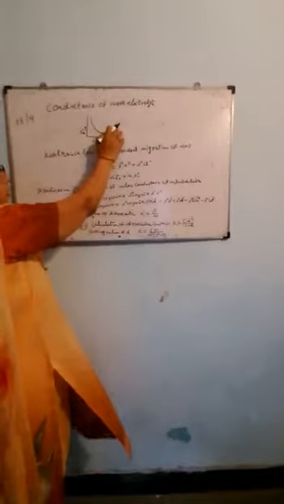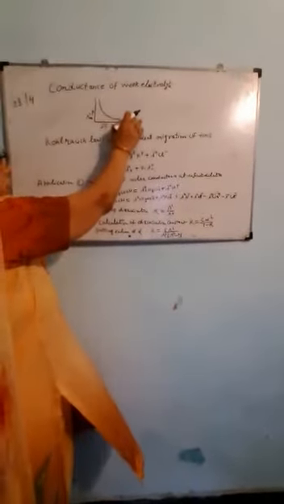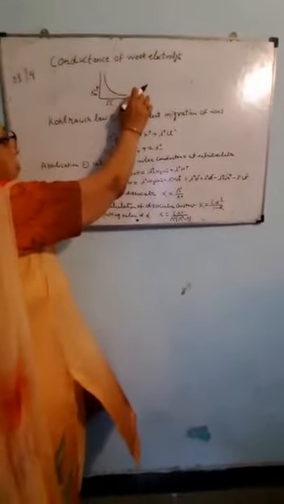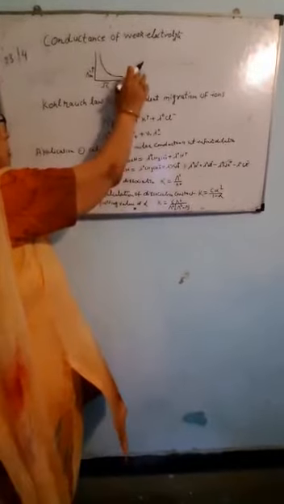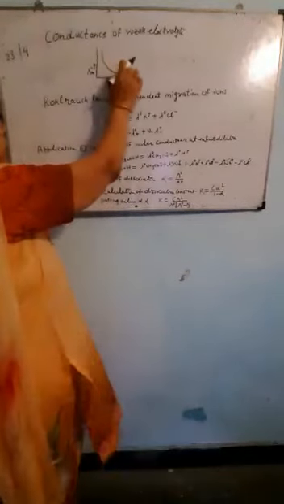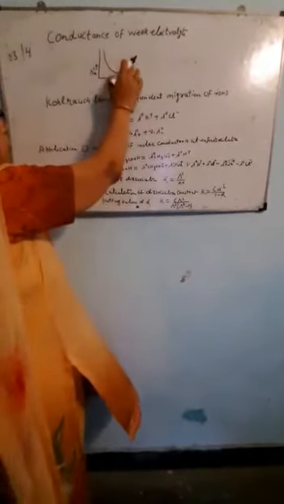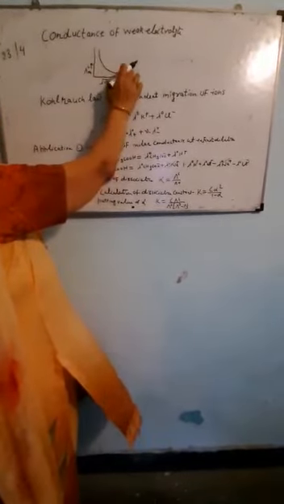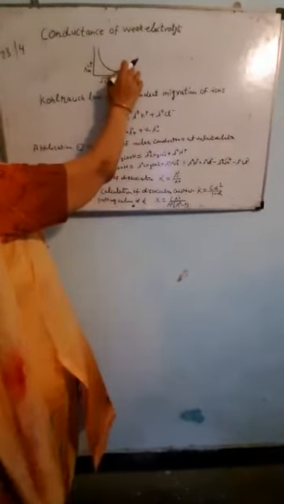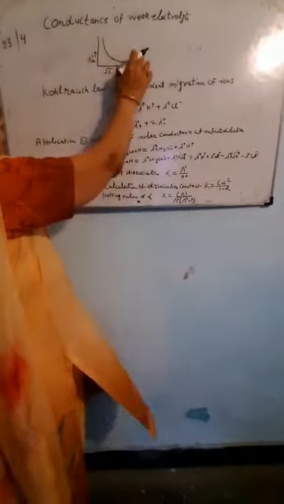dissociation of weak electrolyte increases with dilution. At infinite dilution, the concentration approaches zero. This curve rises steeply, so it is not possible to calculate conductance of weak electrolyte just by extrapolating the curve.